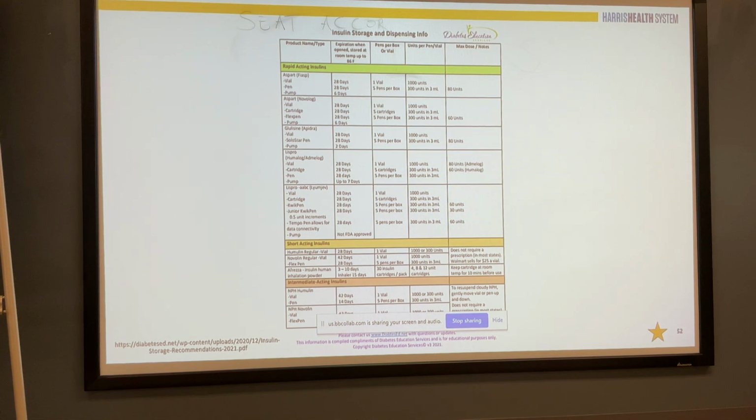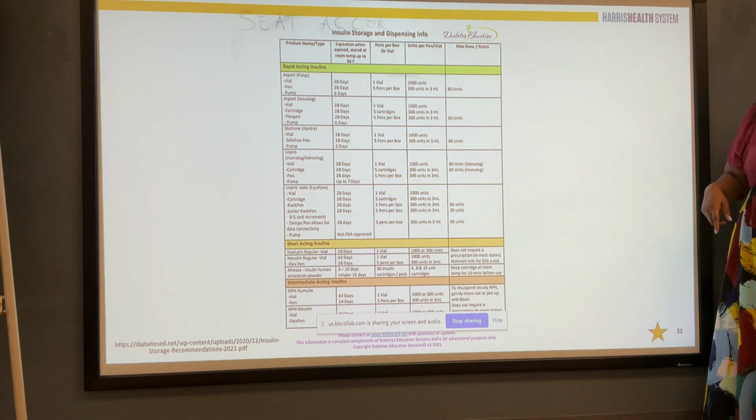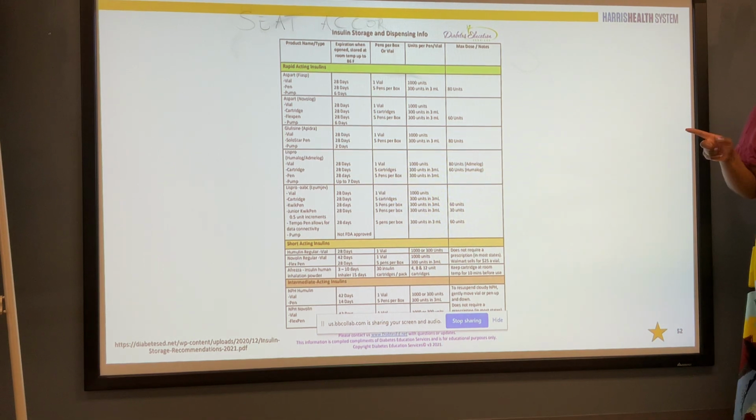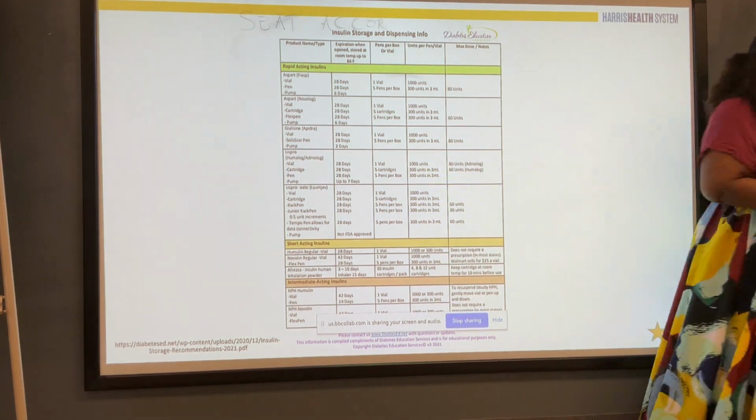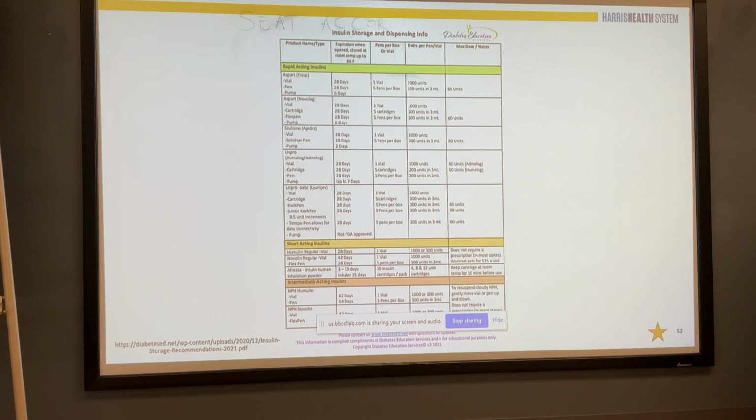All right, so for my chart people, I found this and it's published by Diabetes Education Services. This company helps people prepare to become certified diabetes experts. So it has all of the insulins listed for you. It even tells you when they expire at room temperature, how many pens come in a box, and how many units you can dial up. So that's an important concept to know.